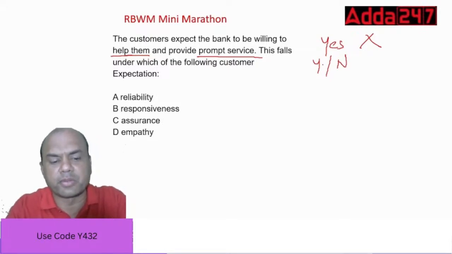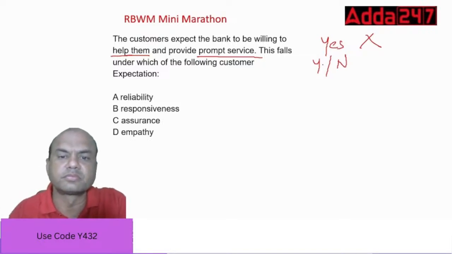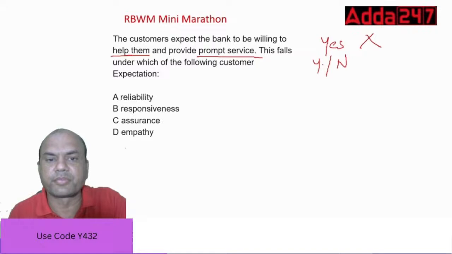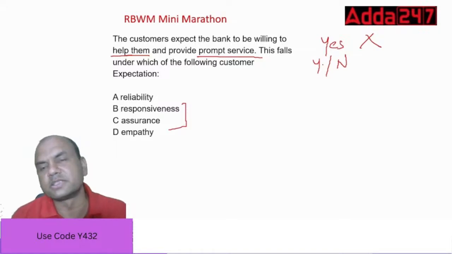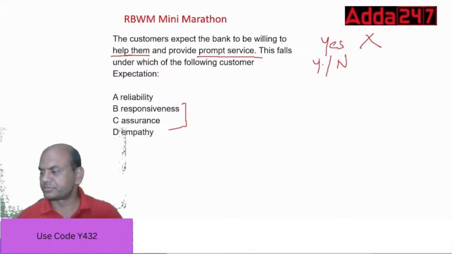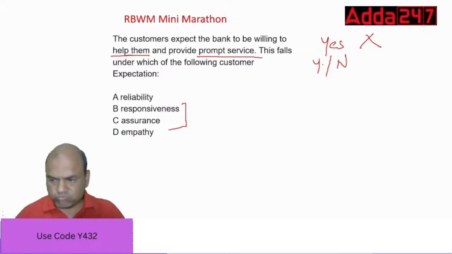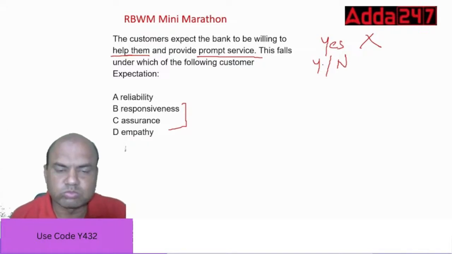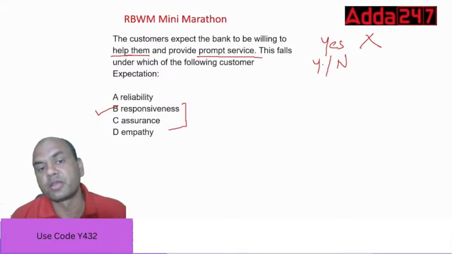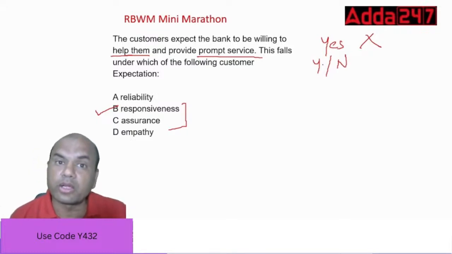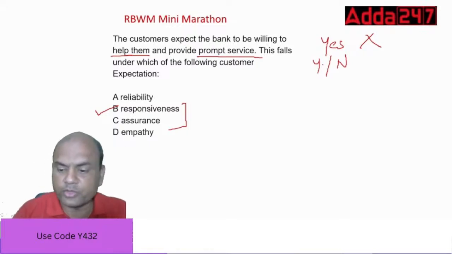See here, you will always have the problem between these two only. Which one? Assurance and responsiveness. So the right answer over here is between these two only, B and C. What is the answer then? It is responsiveness. Assurance is different. Assurance means if I give you the job, you should do it. But responsiveness doesn't mean only you should do it. If you can't do it, you can tell me immediately. So the answer is B.